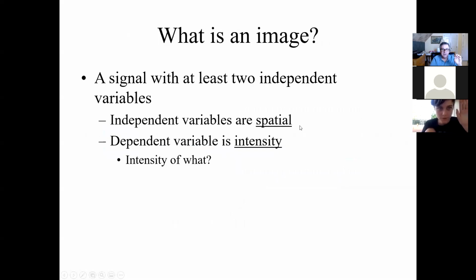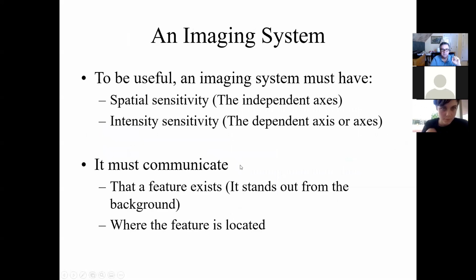Okay, so as we talked about, a signal has two independent variables. They're spatial, and the dependent variable is intensity. And we said we kind of left that general because it depends on the imaging system specifically. So an imaging system, to be useful, has to be sensitive to those things. In other words, it has to have spatial sensitivity. In other words, it has to give us some idea of where things are relative to other things. Otherwise, it's not really an image.